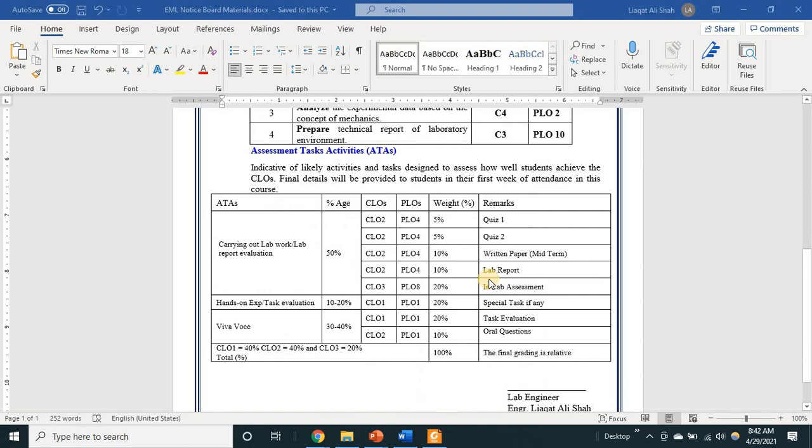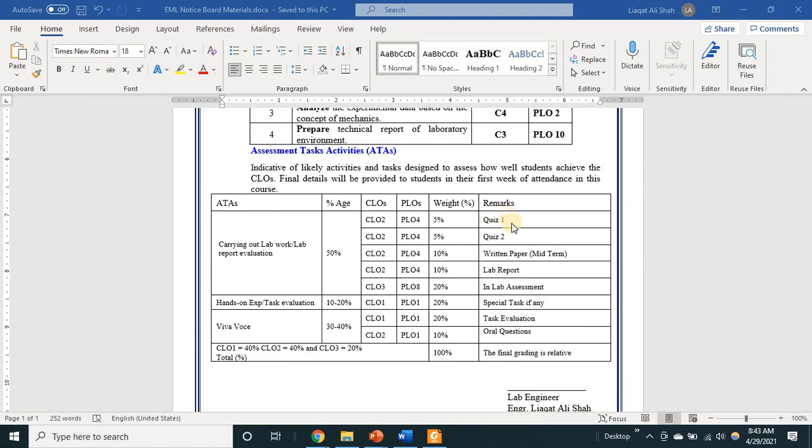So how will your course be evaluated? There are certain things that you must ensure and be prepared for. You can see that lab work and the lab work report have a weight of 50%. Hands-on task evaluation has a weight of 10 to 20%, while Viva voce is 30 to 40%. All that combined makes 100%.